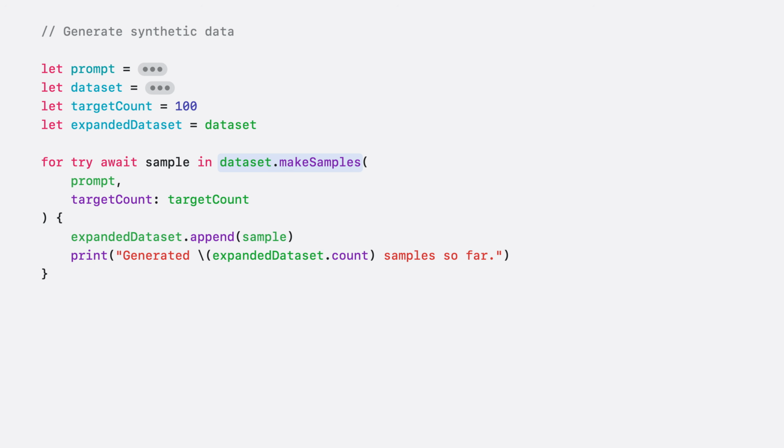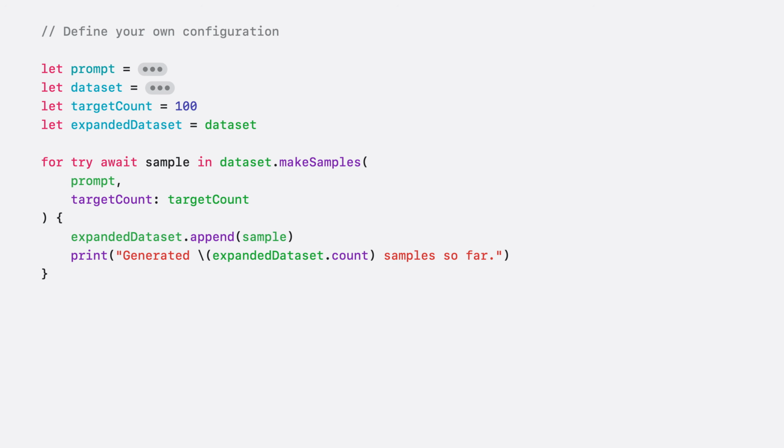As I iterate over it, each new sample gets appended to a variable called expanded dataset that I've initialized with the starting dataset. By default, the framework uses the on-device model for generation. The on-device model is a great option in most cases, but you might want to bring your own model or customize the instructions the model operates under. The framework provides the flexibility to define your own configuration for sample generation. Let's go over how to do that.